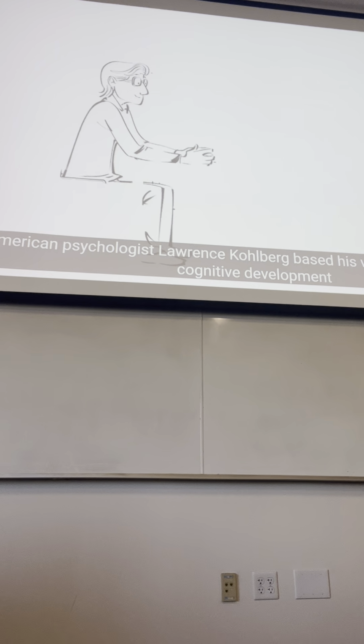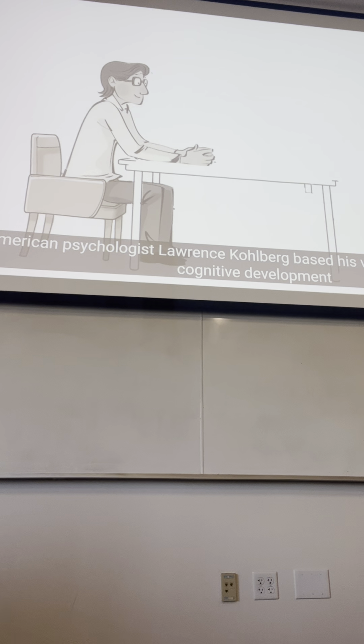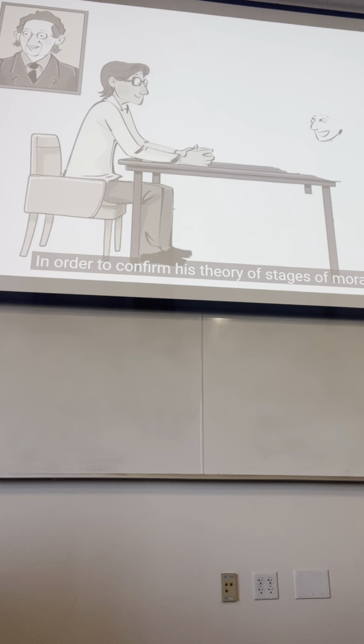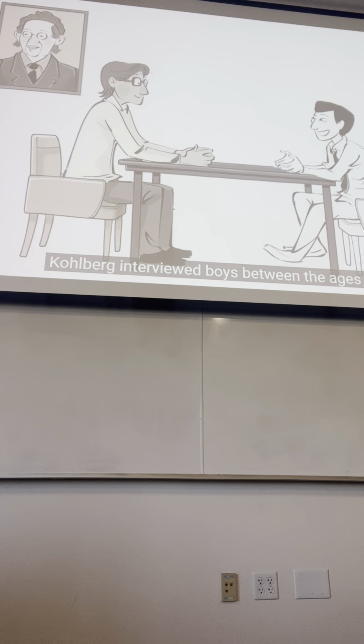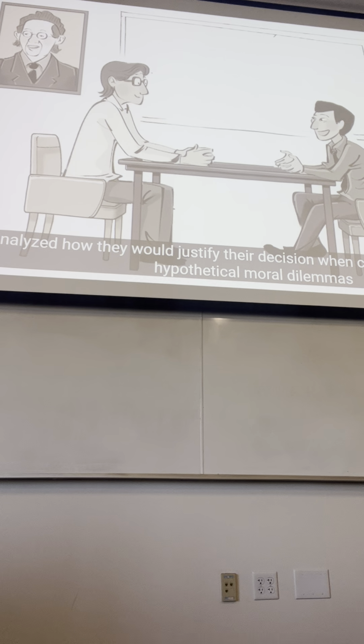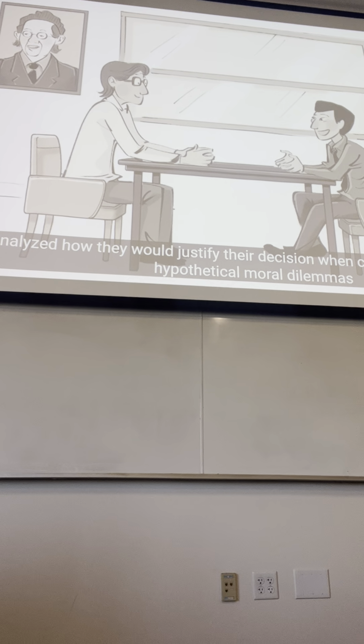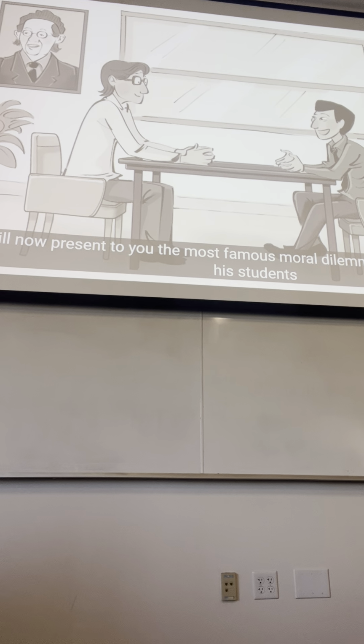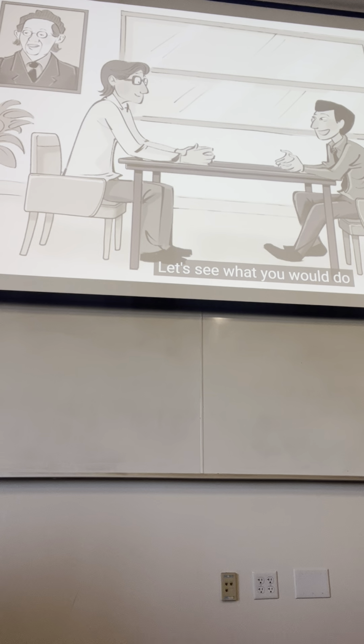The American psychologist Lawrence Kohlberg based his work on Piaget's theory of cognitive development. In order to confirm his theory of stages of moral development, Kohlberg interviewed boys between the ages of 10 and 16. He analyzed how they would justify their decision when confronted with different hypothetical moral dilemmas. We will now present to you the most famous moral dilemma Kohlberg presented to the students. Let's see what you would do.